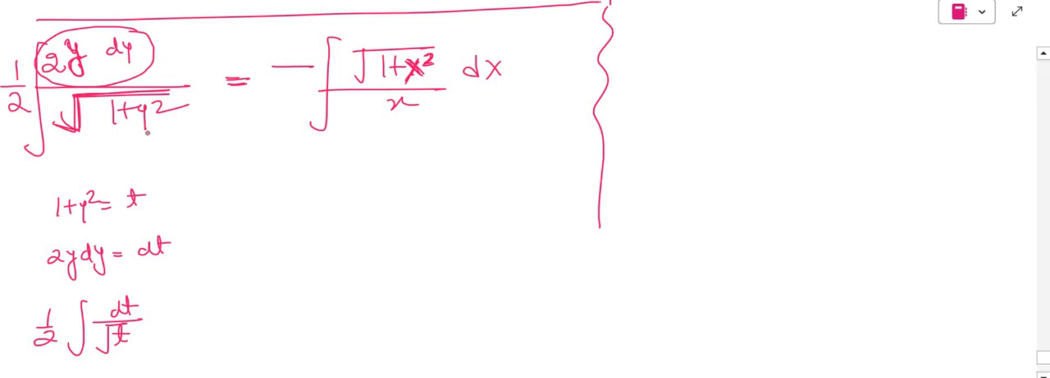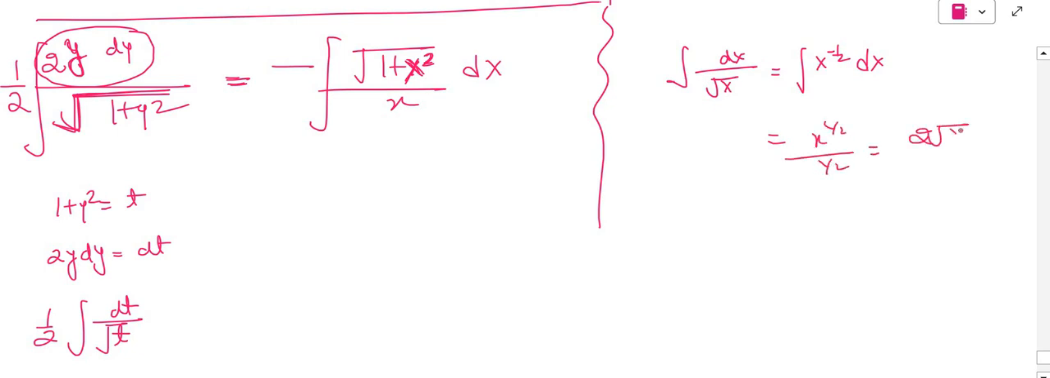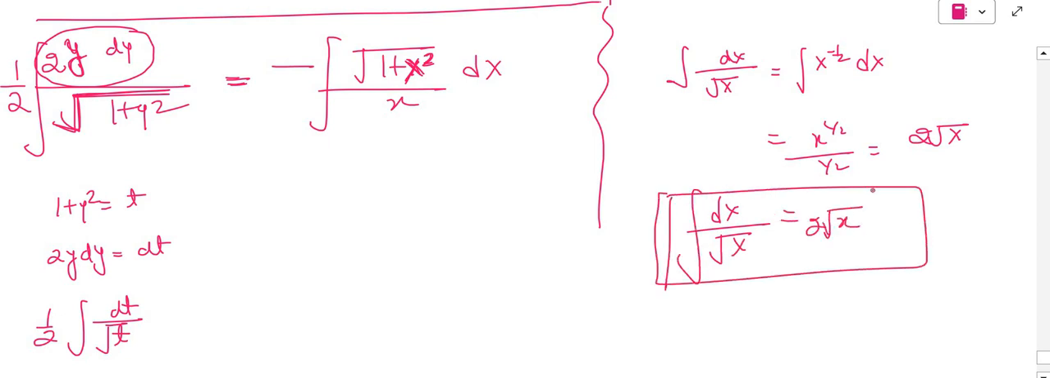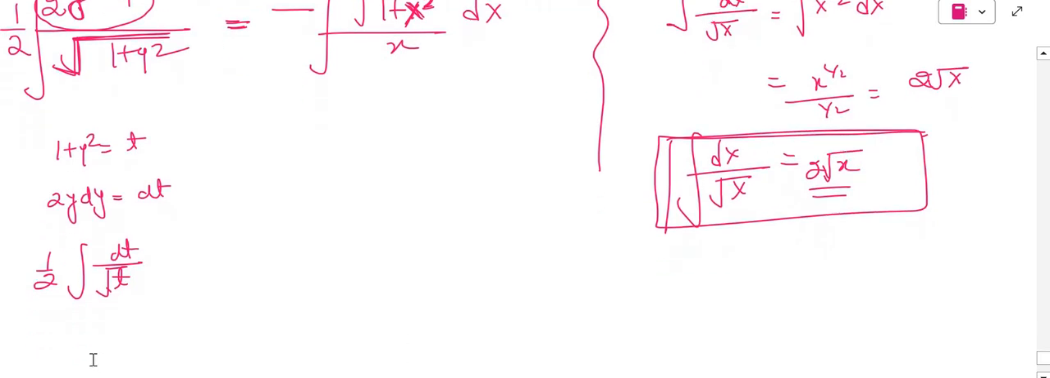So what will it become? Always remember, integration of dx by root x you can use as a formula. It is used so much. x raised to power half by half, which is 2 root of x. That's how we do it. You just remember it. This is the formula, 2 root x. So I'm going to use it here. Integration of this will be twice root of t. So 1 by 2 into 2 root of t. This will cancel, so it is just root of t.